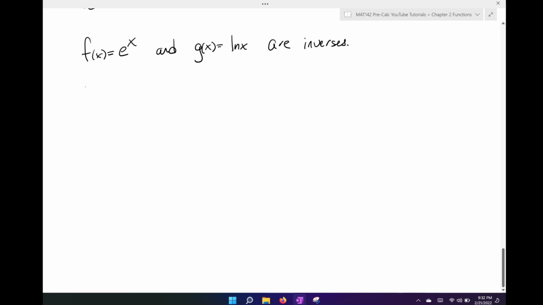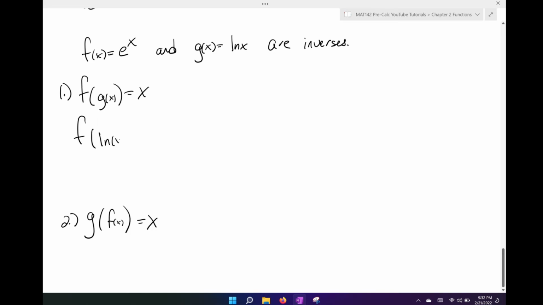So remember, what we need to find is this. F of g of x has to equal x. Even though I didn't write the inverse of x, the idea is you still want it to simplify down into the variable x. So we have to do this first. And then second, we're going to find g of f of x. And that also has to simplify down into x. So we have f of the natural log of x, which is going to equal e to the ln of x, which is really e to the log base e of x, which simplifies down into x using our properties of logs.